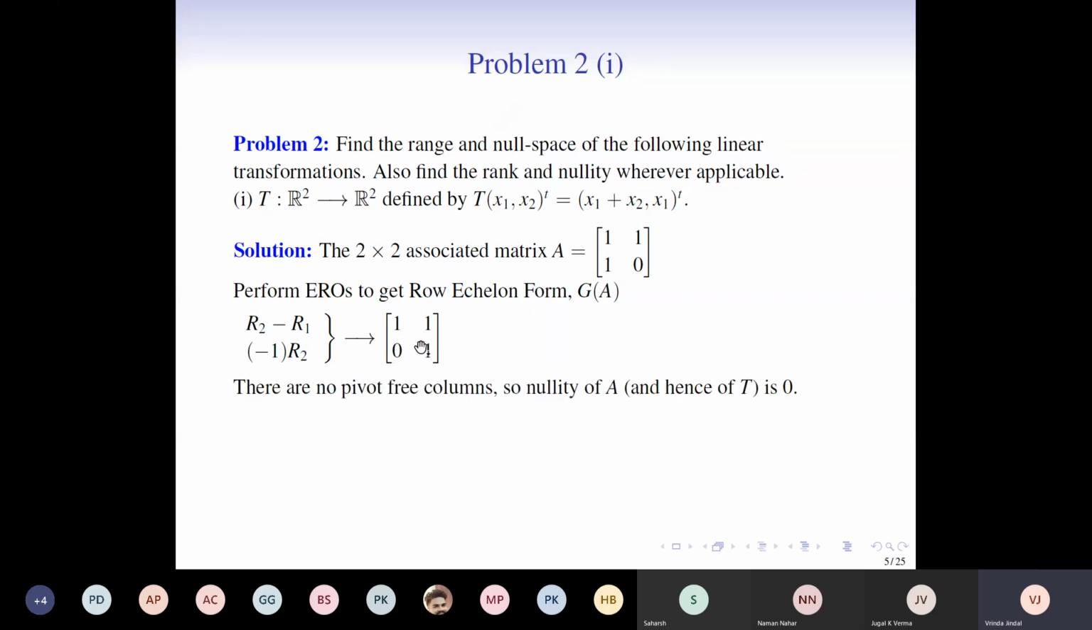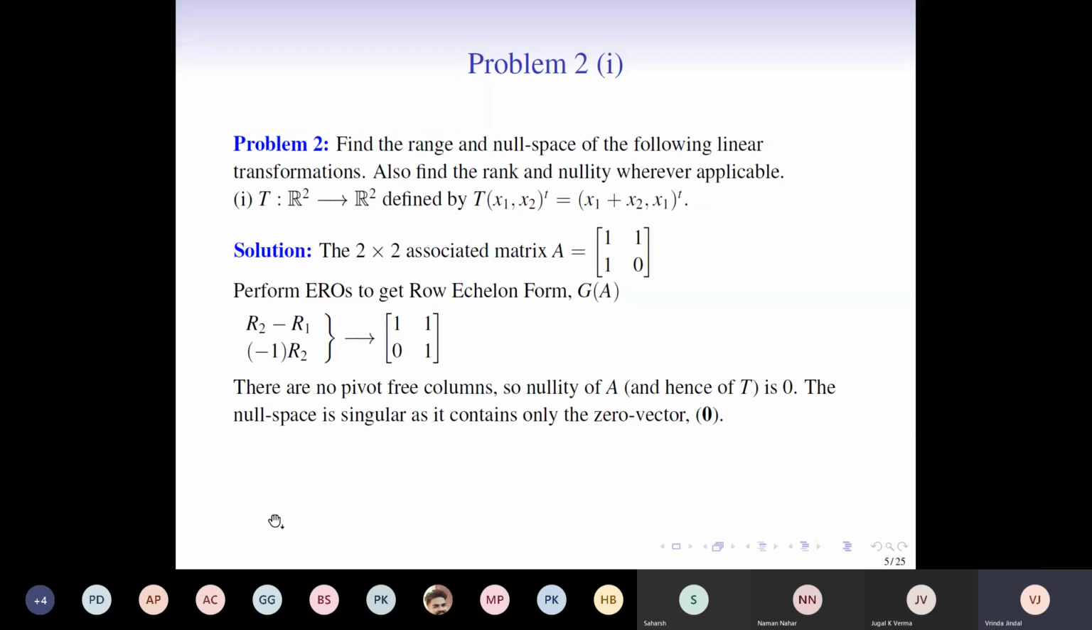So as you can see, both column 1 and column 2 form a pivot for this matrix. Hence there are no free columns. Basically, by using the rank nullity theorem here again, there are two columns, so the rank is 2 pivot columns, so rank is 2 and nullity therefore is 0. So nullity of A and hence of T is equal to 0.